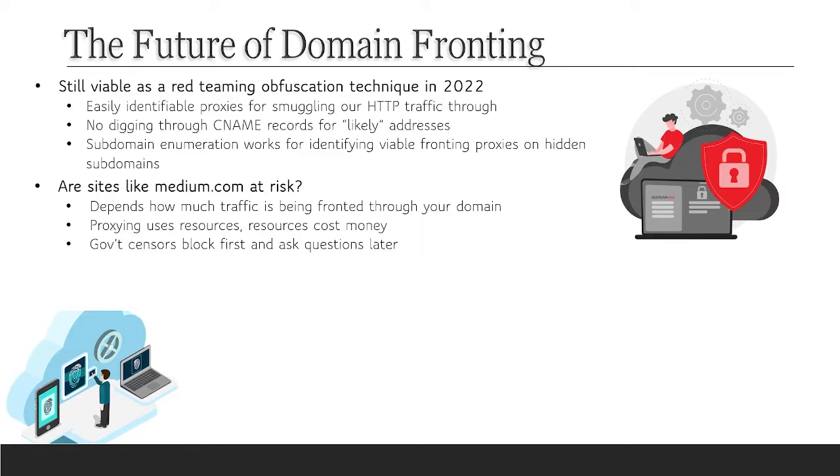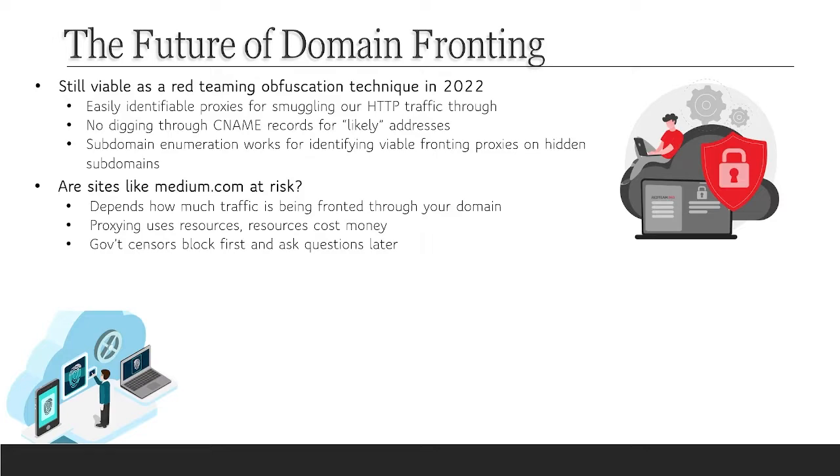When you see a slide with nearly 1,000 viable subdomains for a type of web traffic smuggling, like we did with Medium.com, you may be wondering if that domain is at risk. The short answer is maybe, probably not. It depends how much traffic is being fronted through your domain. Proxying uses resources. Resources cost money. If more and more users wishing to conceal their web traffic start using your subdomains, this may become a problem.